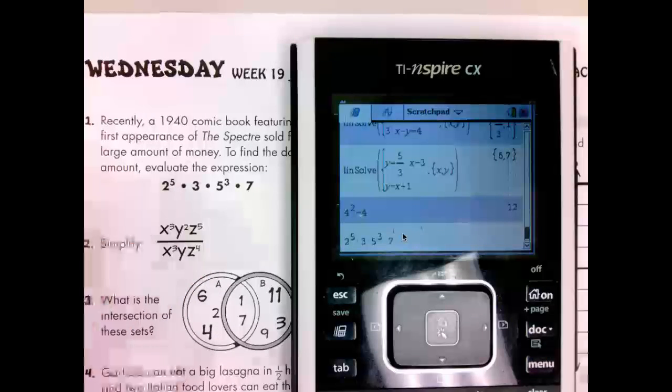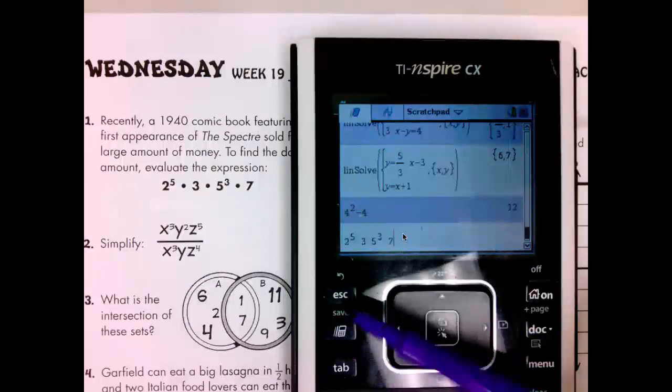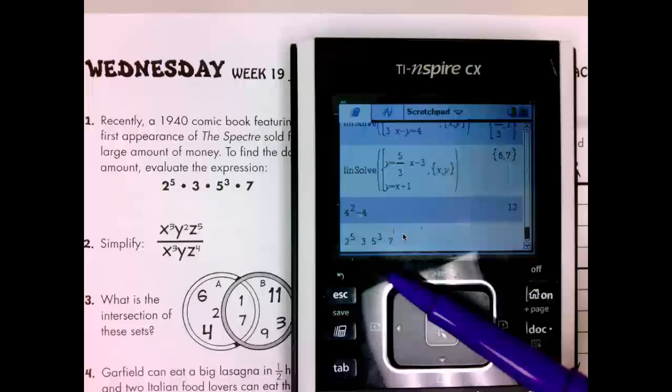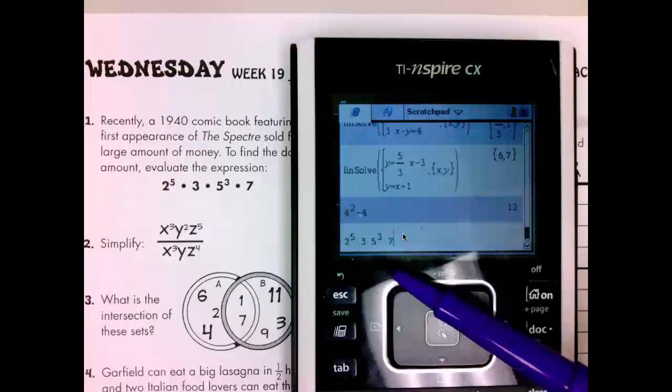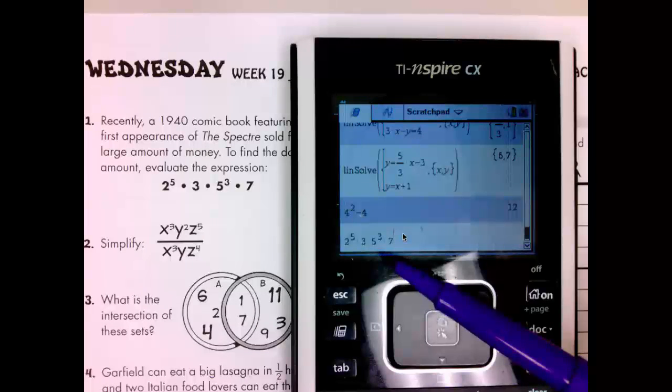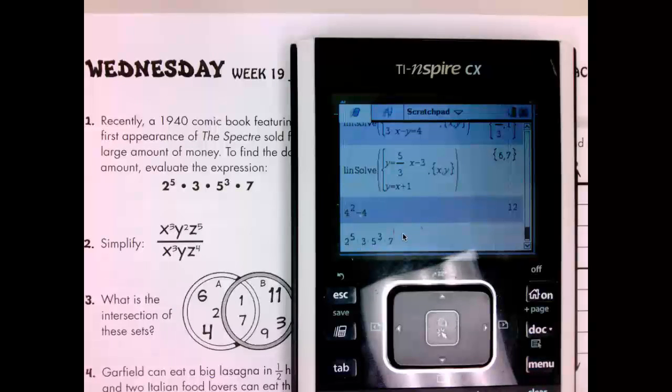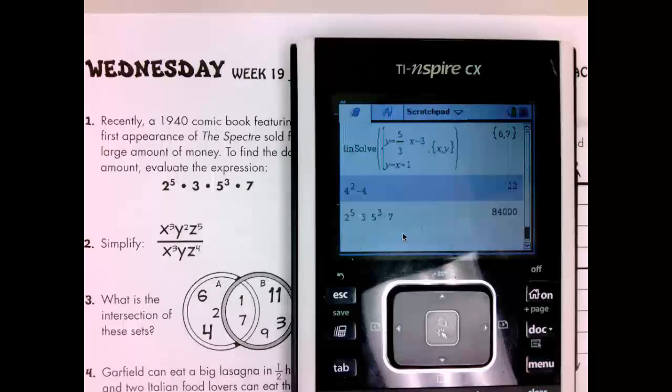I want to get an idea of just kind of an estimate of this. 2 to the 5th is 32. 32 times 3 is about 100. 5 to the 3rd is 125, so that's like 12,500 times 7. Well, 12,500 times 8 would be 100,000. So this number should be a little bit less than 100,000. It's 84,000. All right.